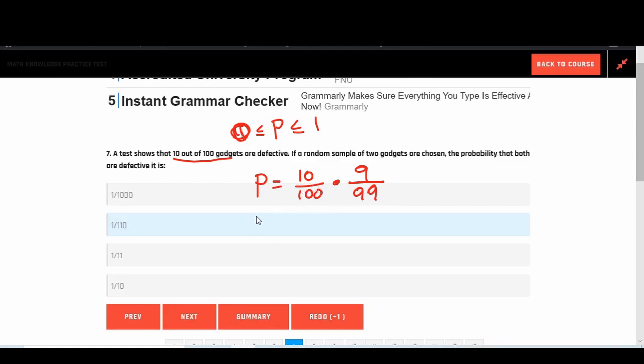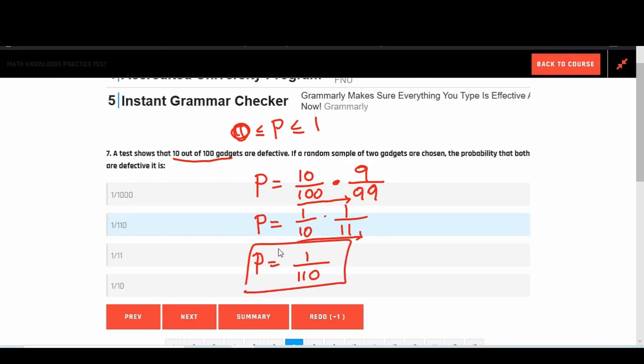Now, to do this a little easier, now that we set it up, we can reduce. 10 goes into 10 one time, 10 goes into 100 10 times, 9 goes into 9 one time, 9 goes into 99 11 times. Now we're just multiplying fractions, and to multiply fractions we just multiply straight across. 1 times 1 is 1, 10 times 11 is 110. So the probability of both of these gadgets being defective is 1 over 110.